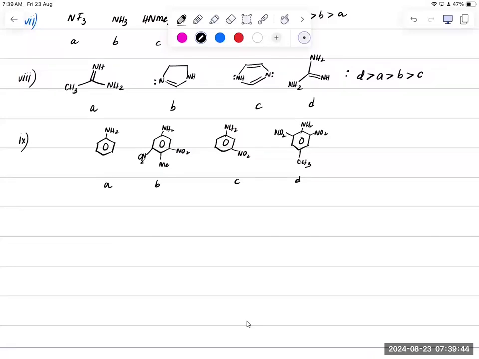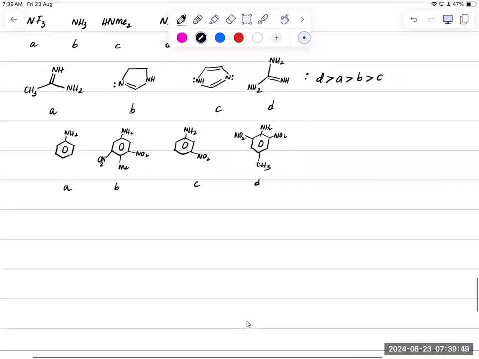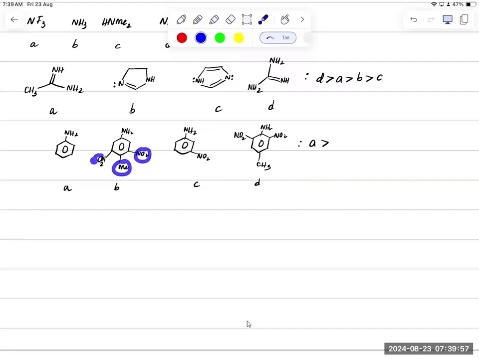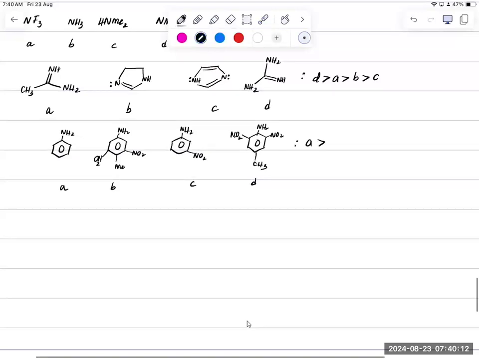See, all of them have withdrawing groups, and aniline does not have any withdrawing group. So that makes aniline more basic. Then, if you notice the second case, because of the steric effect between these two, all will remain non-planar. Because of the non-planarity, these groups will not be involved in resonance. So they are weakly withdrawing. They are not strongly withdrawing. They are weakly withdrawing. Okay.